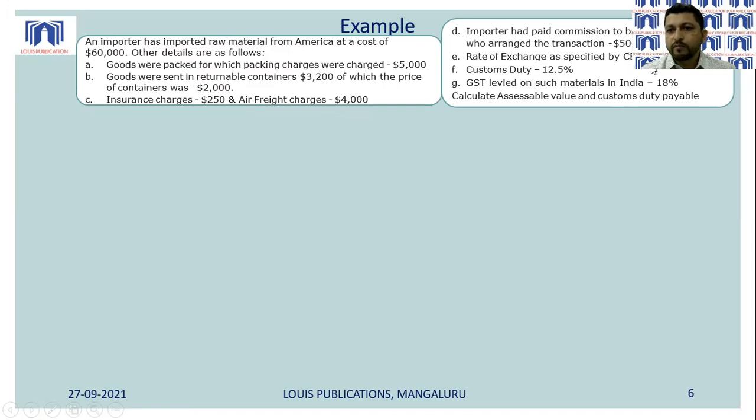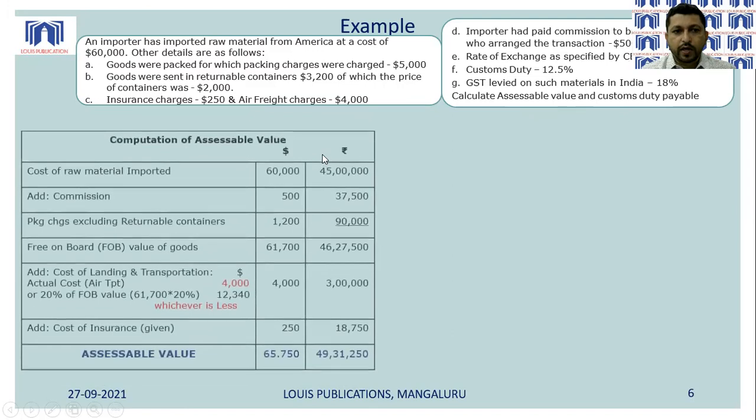Rate of exchange as specified by CBIC is $1 equal to 75. Customs duty is 12.5%. GST levied on such material in India is 18%. Calculate assessable value and customs duty payable. Now this is the problem. Let's look at the solution.